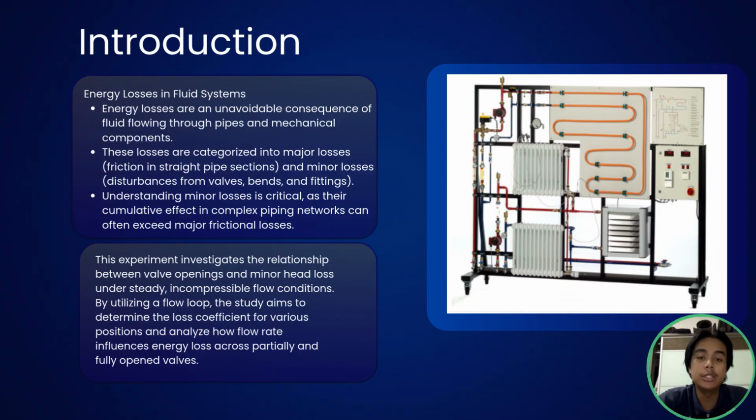And for this presentation, I will be presenting about the introduction. Energy losses are an unavoidable consequence of fluid flowing through pipes and mechanical components. These losses are categorized into major losses and minor losses. Understanding minor losses is critical as their cumulative effect in complex piping networks can often exceed major frictional losses.